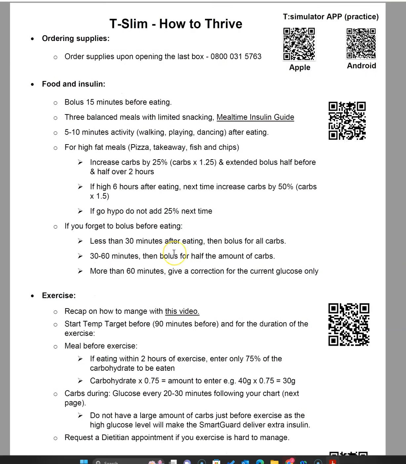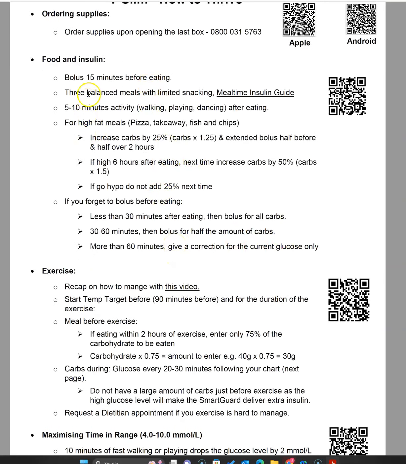And then really importantly, when it comes to looking at their control, is the reason they're going high after eating because they're not bolusing before they're eating? Are they doing a bit of activity after eating? And if they're having delayed highs after evening meals where the system's struggling to keep up, is it because it's a high fat meal, in which case they could increase the carbs entered by 25% and do an extended bolus?